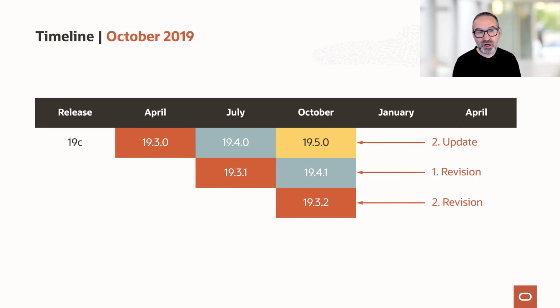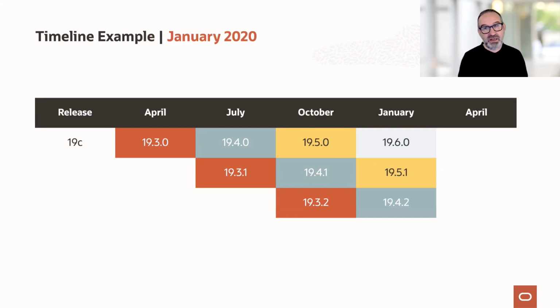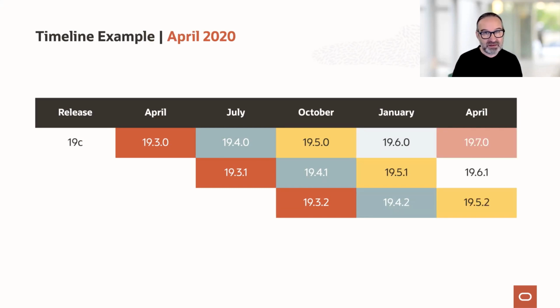So 19.4.1 is the first revision for 19.4.0, and the second and final revision for 19.3. So there's never a third revision coming. So there won't be a 19.3.3 in January. That is really important to mention, to explain, and I'll come back to this later on. In January then, 19.6, 19.5.1, 19.4.2, and in April, 19.7.0, 19.6.1, 19.5.2.